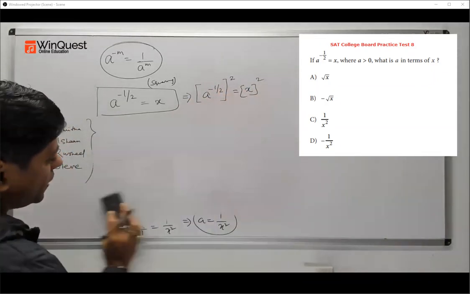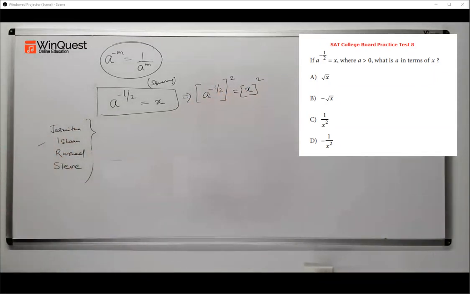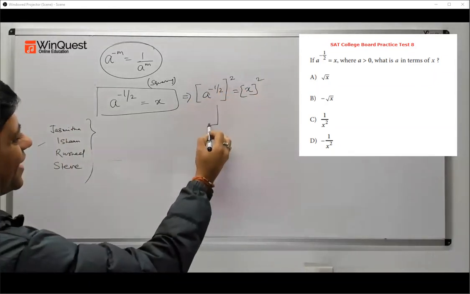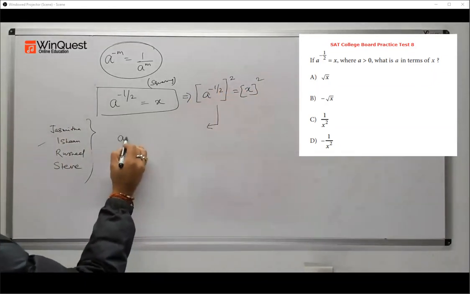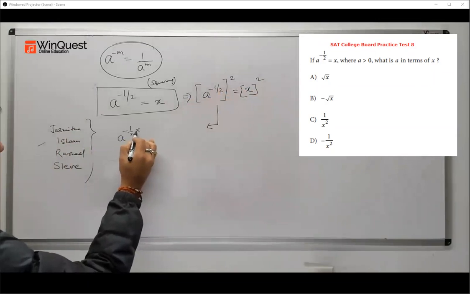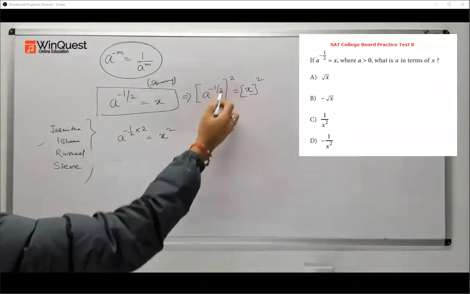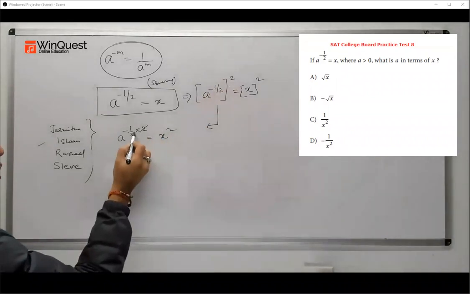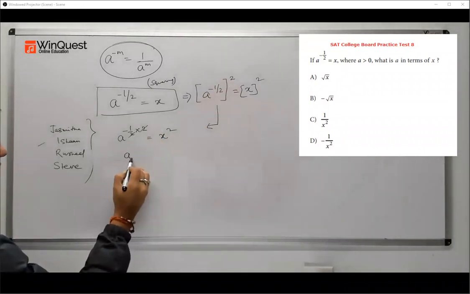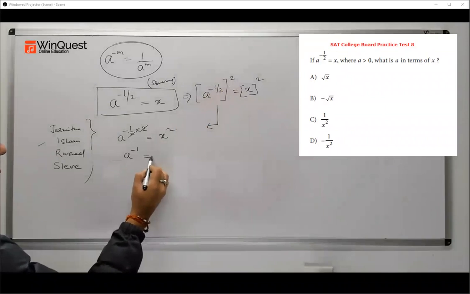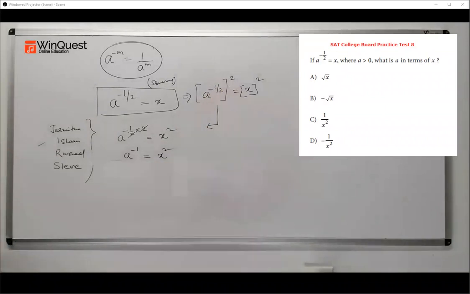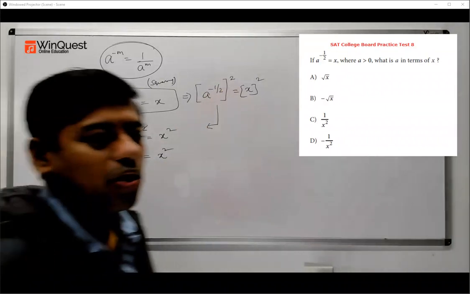Now, if this is clear, then in the next step, a to the power minus half multiplied by 2 equals x square. I'm just multiplying the power. So 2 goes away. I am still left with a to the power minus 1 equals x square. Is it now clear?